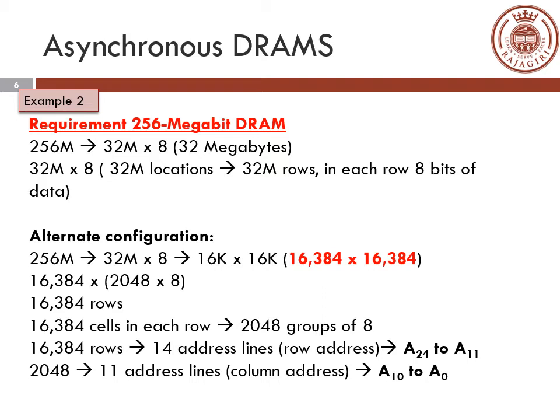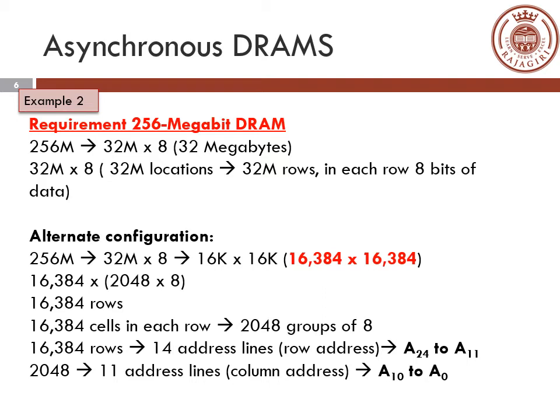Now if you take each row, you are having 16k rows. In each row you are going to have 16k memory cells, and you are going to group it. You divide it by 8, you will be getting 2048. Now in each row you are going to have 2048 groups. In each group you are having 8 bits of data, or a byte of data.